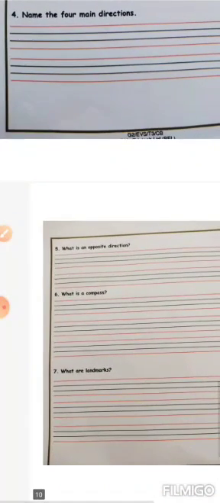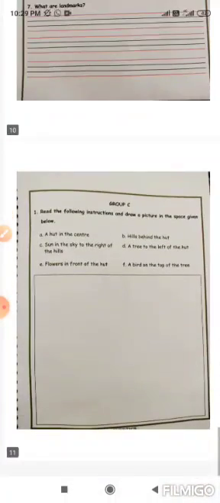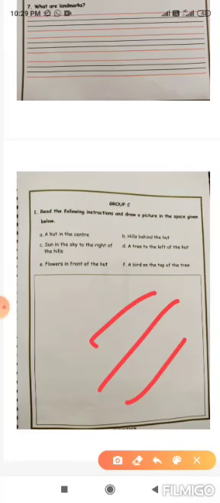Name the 4 main directions. We learn about the main 4 directions, that is north, south, east, west. Is it clear, student? Next is what are opposite directions. We also learn about this topic. What is compass? We also mention this topic. What's landmark? You have to write here. Then in this group C, you have to follow these steps, and then you have to draw here by following these steps.